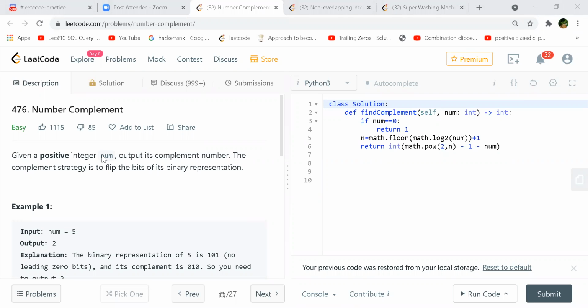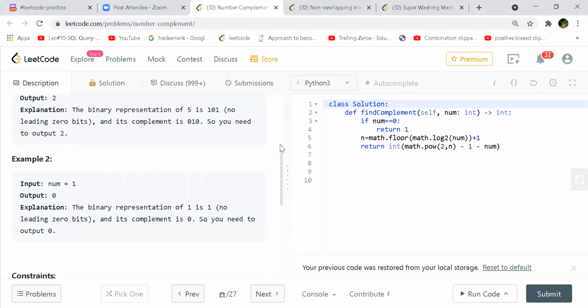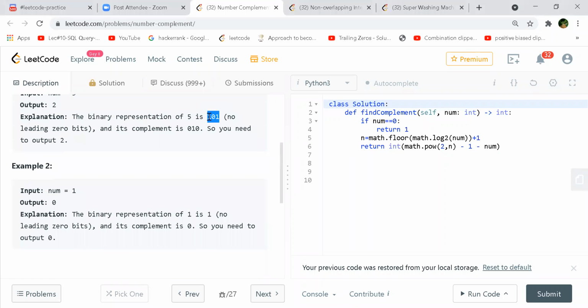So next is Number Complement. We are given a positive integer num and we have to output its complement. The strategy is to flip the bits of its binary representation. Like this, 5 will have 101, right? And if you flip it, it will be 010, which is 2. And for this, it will be 0.